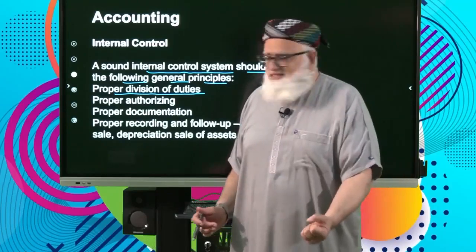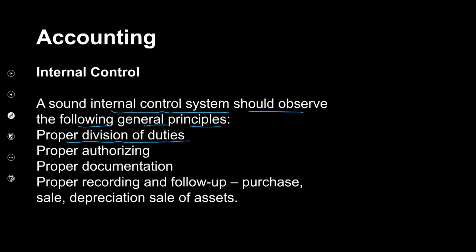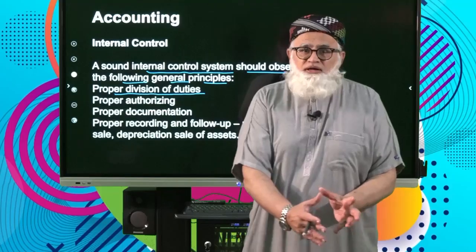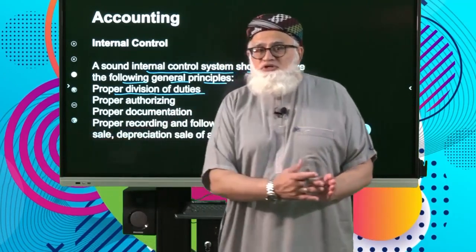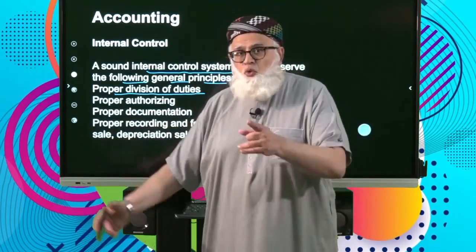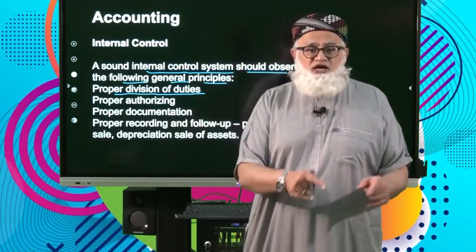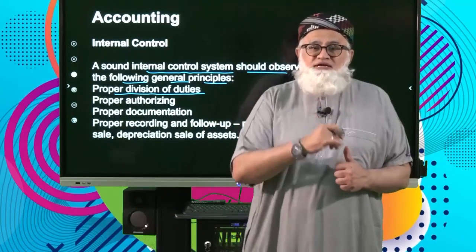With regards to assets, proper division of duties, meaning the person that's responsible for purchasing the assets cannot be the person that's responsible for ordering it. Yes, one person will order, somebody else will receive, somebody else will authorize. What are we doing? We're dividing the duties. Why? So the one serves as a check on the other to avoid fraud.